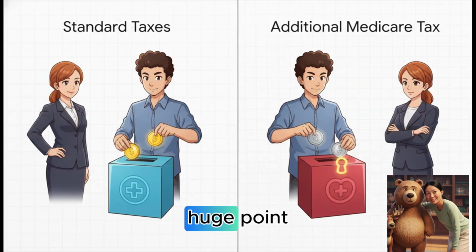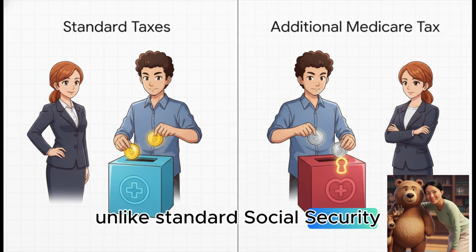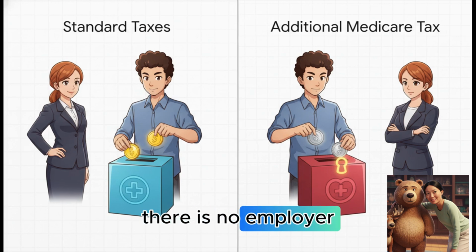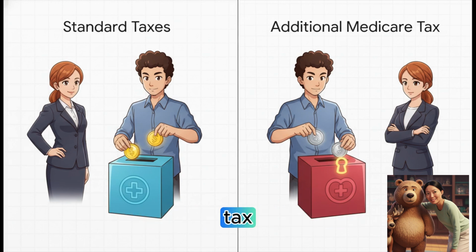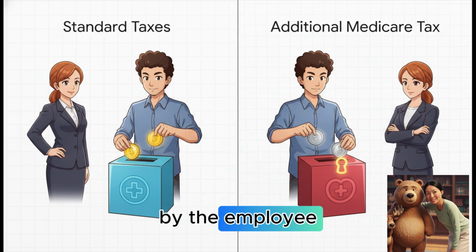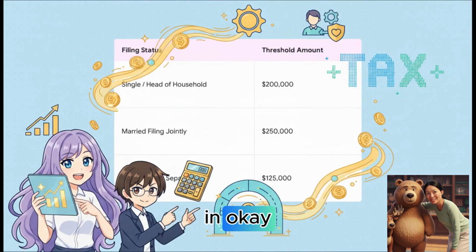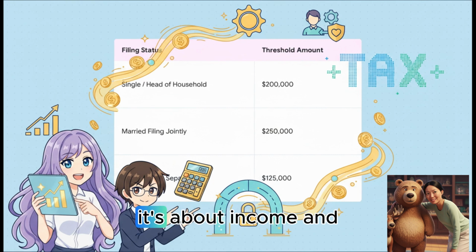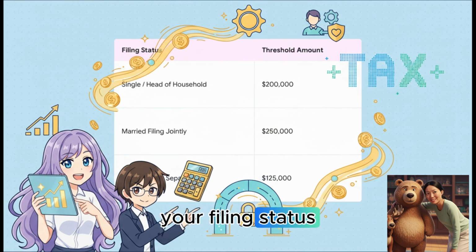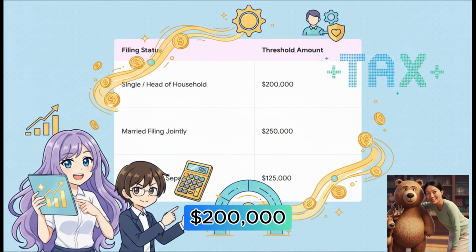Now here is a huge point, and it's a classic exam question, so listen up. Unlike standard Social Security and Medicare, there is no employer match for the additional Medicare tax. This is paid entirely by the employee. You can bet you'll see a question about this, so lock that one in. Okay, this is where it gets a little more complex. Liability isn't just about income, it's about income and your filing status. So as you can see, a single filer is liable for the tax on any income over $200,000, while a couple filing jointly has a higher threshold of $250,000.